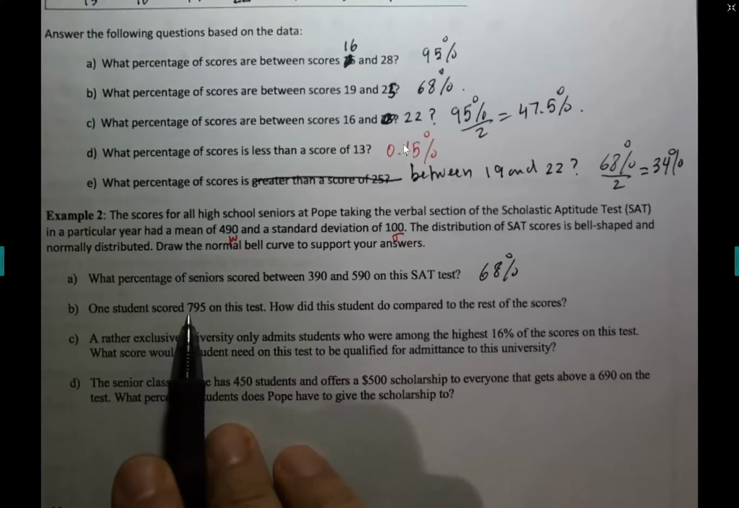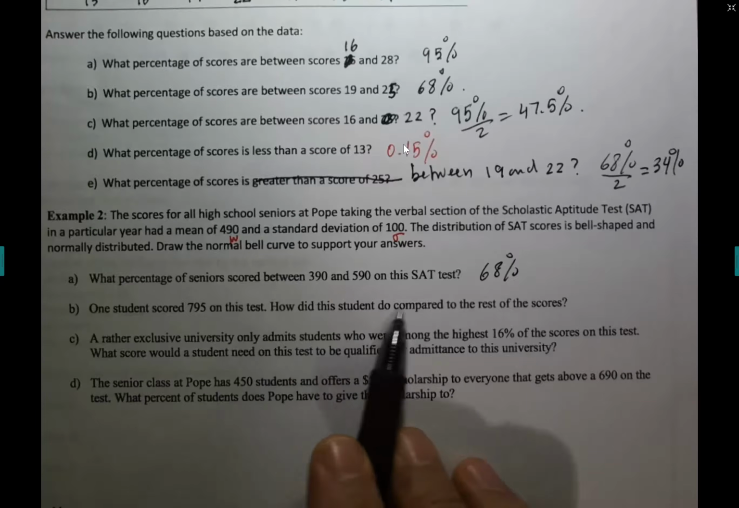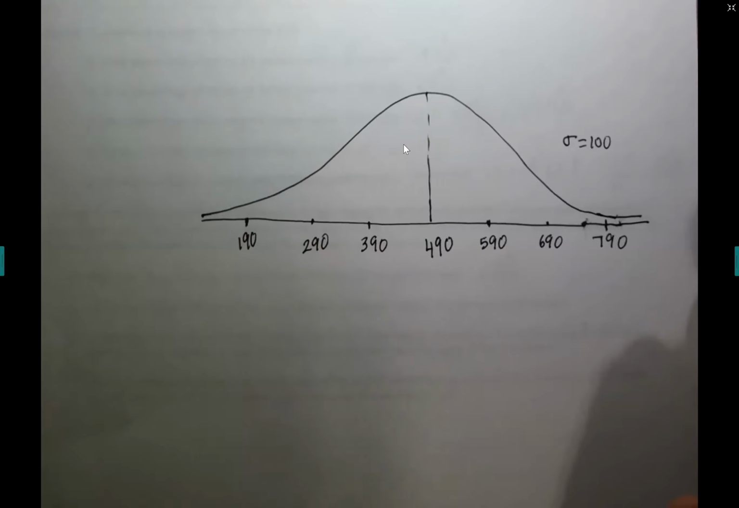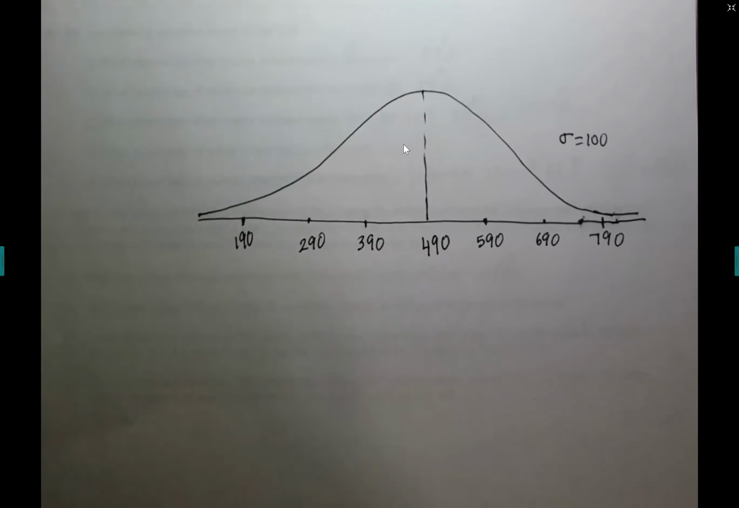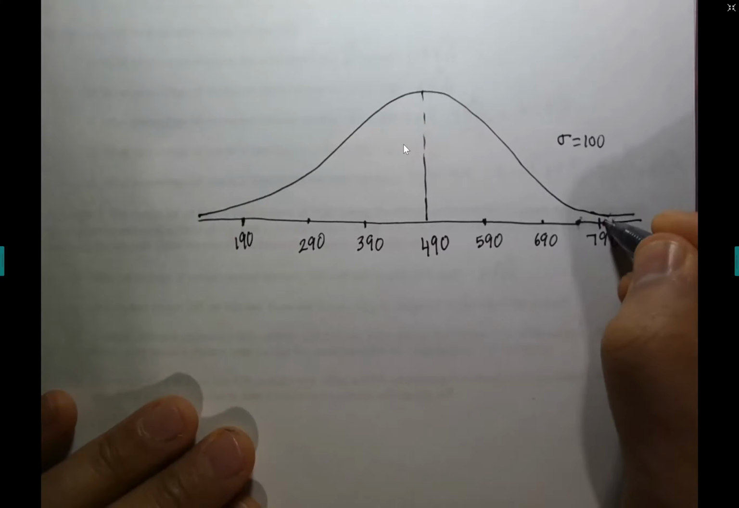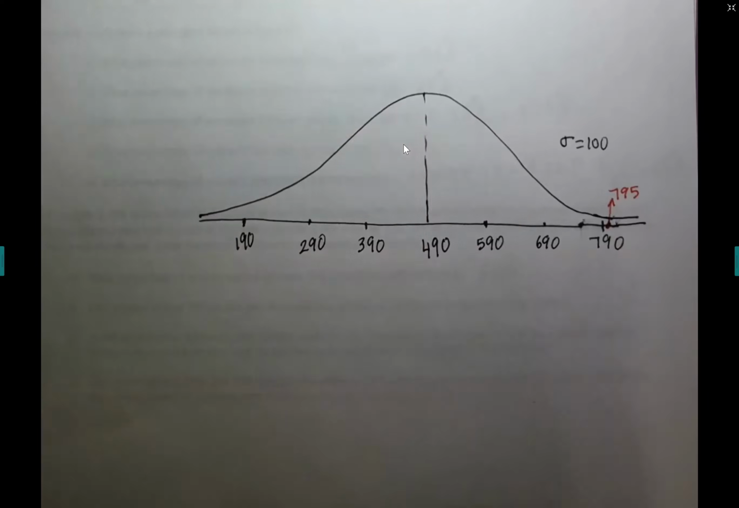One student scored 795 on this test. How did the student do compared to the rest of the scores? So 795. Let me show you where the 795 is. Right here. Ooh, that's 795. Okay, can you tell me, guys, how did the student do compared to the rest of the class or the other students? Any comments here?